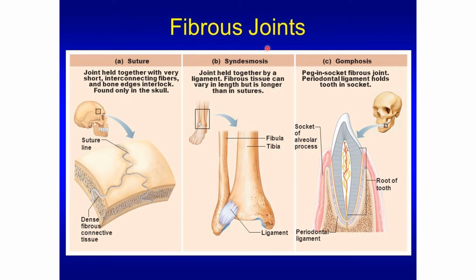Fibrous joints are classified into three types. The first one is suture. The joint is held together with very short interconnecting fibers and bone edges are interlocked, which are found in the skull, as you can see over here, these sutures.